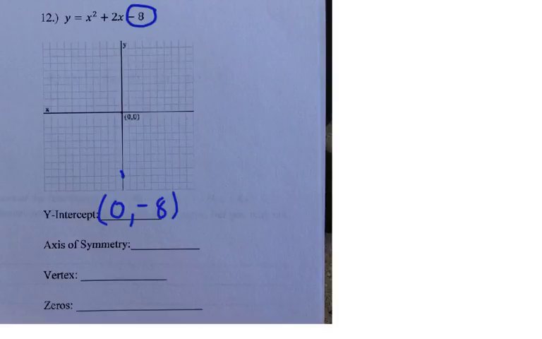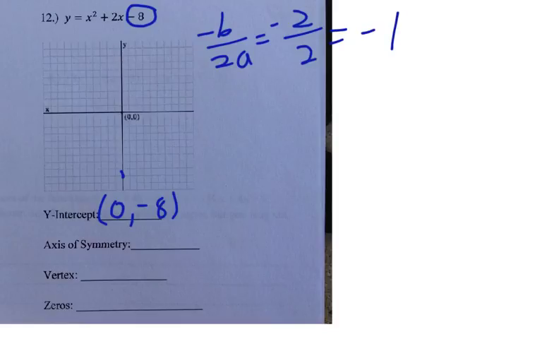Axis of symmetry, we do -b over 2a. And the b is 2, so that would be -2 over 2 times 1, which is -2 over 2. That becomes -1. So -1 is my axis of symmetry. That gives me that dotted line where the vertex is.